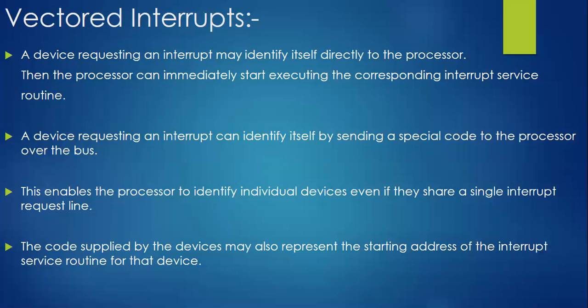Obviously, we have only one request line, and a total of 10 to 15 different devices are connected. Everyone will be sending the interrupt request using this particular line itself, but how will the processor identify the device that is sending that request? Based on the code. Clear? This code supplied by the device may also represent the starting address of the interrupt service routine for that device.